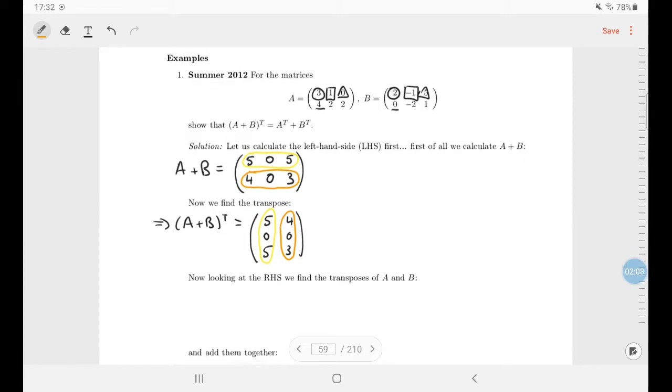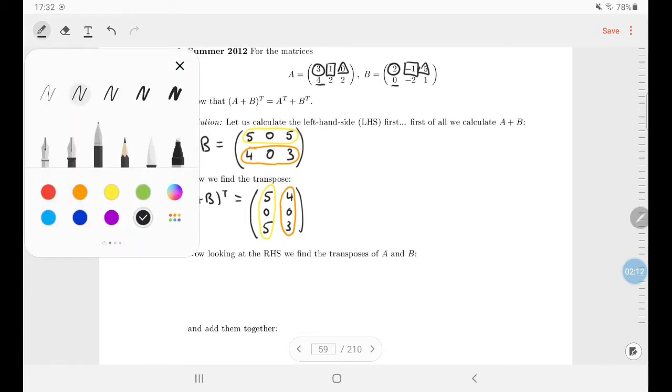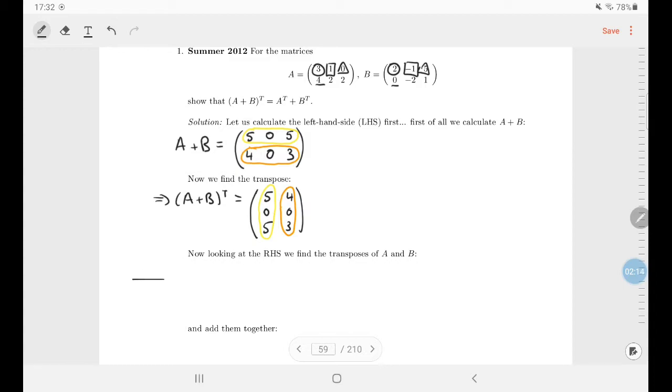So now separately we should find the transposes of A and B. What we could do, I suppose, is write them like this. A transpose plus B transpose is equal to. So doing the same with A and B separately. So before we added and then transposed. Now we're going to transpose and then add.